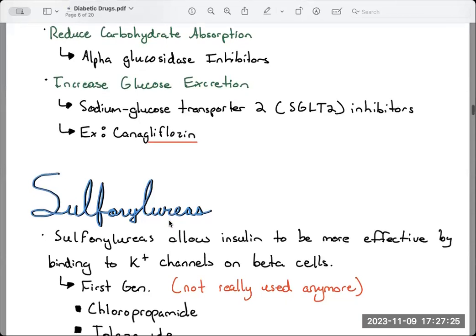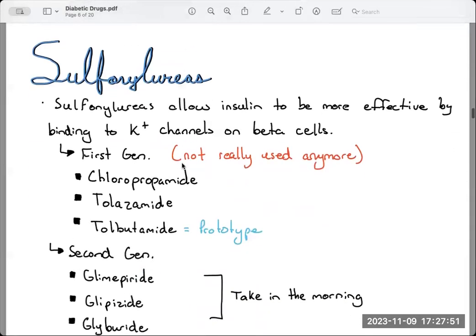And the last ones we have increase glucose excretion, or they help you get rid of it. These are SGLT2 inhibitors, or sodium-glucose transporter 2 inhibitors. An example is canagliflozin. I don't know how to say that, but they all end in this gliflozin ending, all of these SGLT2 inhibitors. Okay. So those are all oral anti-diabetic agents that we use in type 2 diabetes.